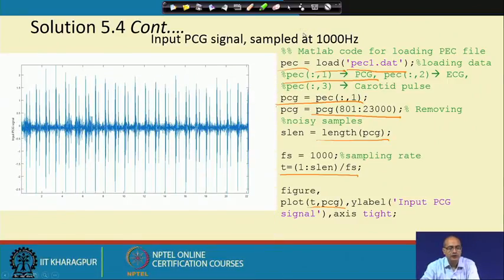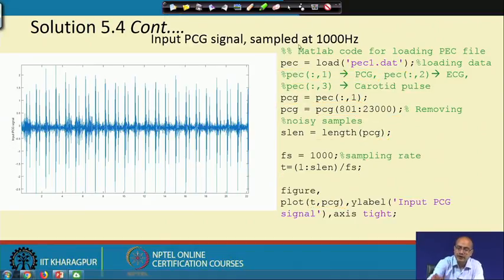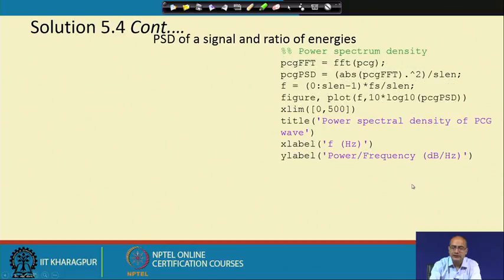Here we get the PCG signal. Okay. In the time domain, whatever we get, I think we cannot infer much out of it. It looks like a lot of impulses and noise mingled together. Now, next we go for the PSD.